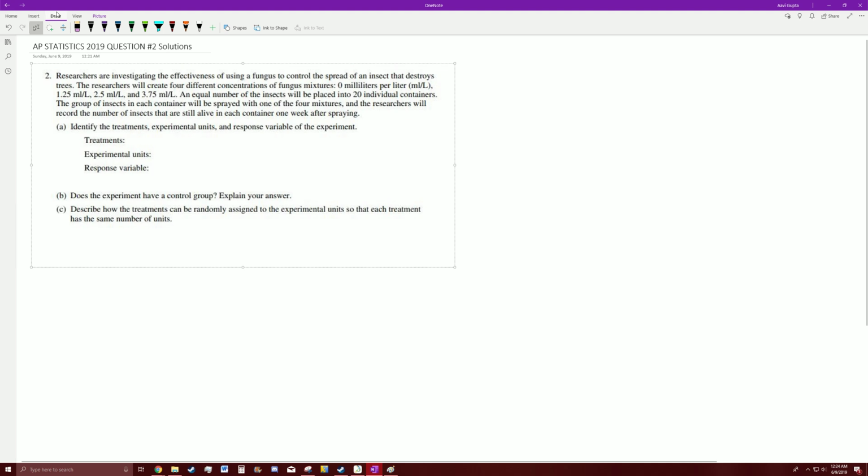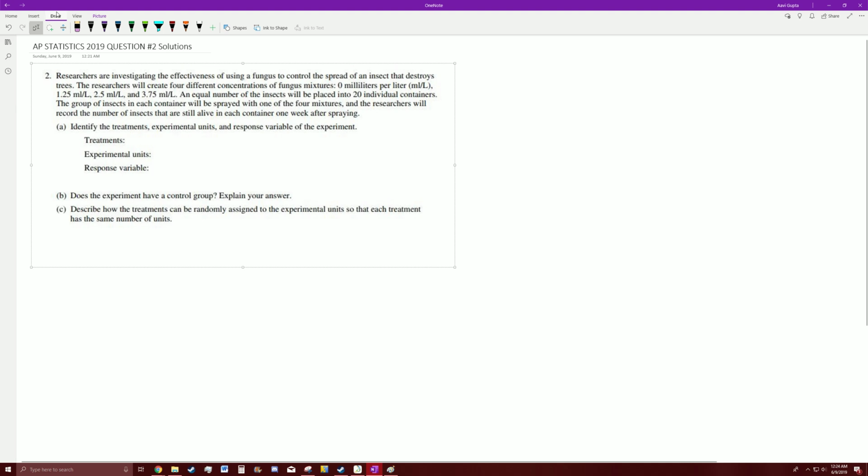The group of insects in each container will be sprayed with one of 4 mixtures, and the researchers will record the number of insects that are alive in each container 1 week after spraying. Alright. Identify the treatments, experimental units, and response variable of the experiment.